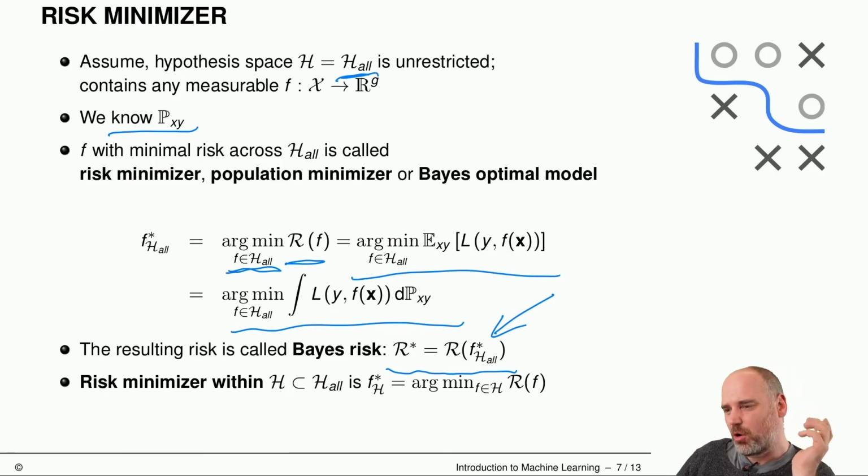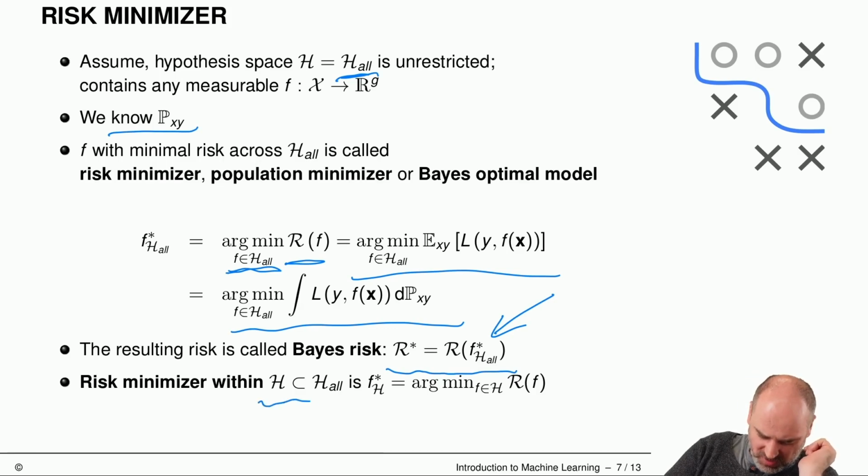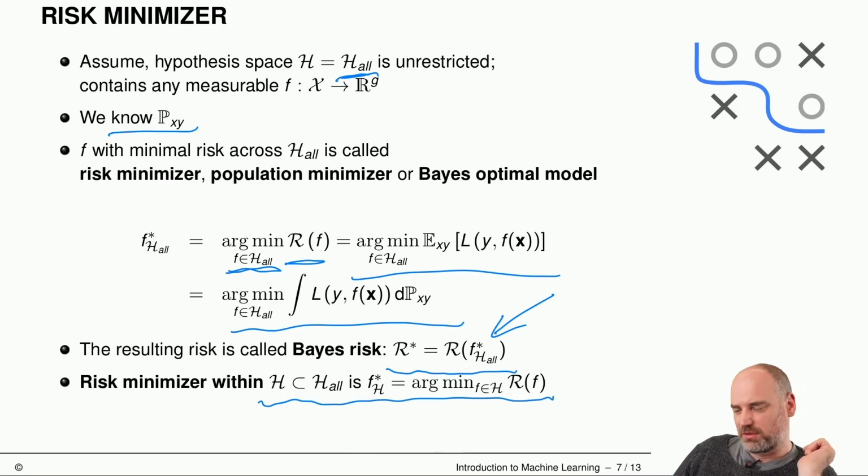So here I have an H all, which means I go over the space of all measurable functions. And when I want to speak about minimizing the theoretical risk over a certain concrete constrained hypothesis space, we'll call that the risk minimizer within that H. And especially now, it's pretty useful that we put the H, the hypothesis space, as a subscript next to our f star, so we know which hypothesis space we're actually picking from, which we are optimizing over.